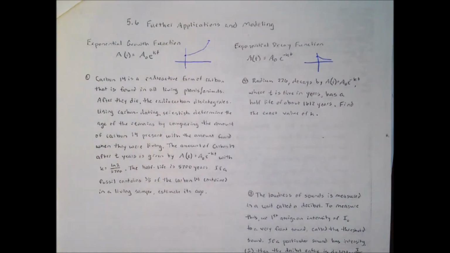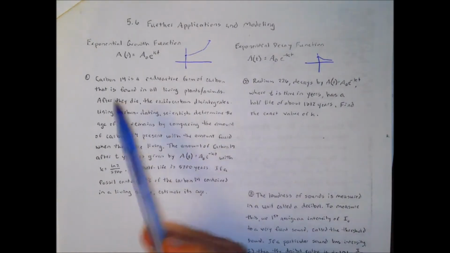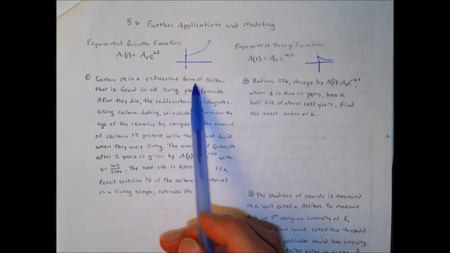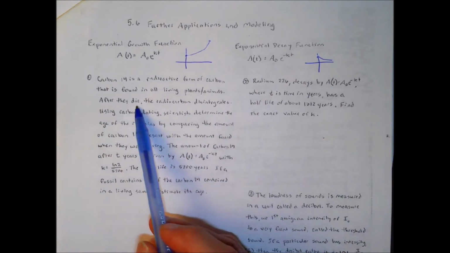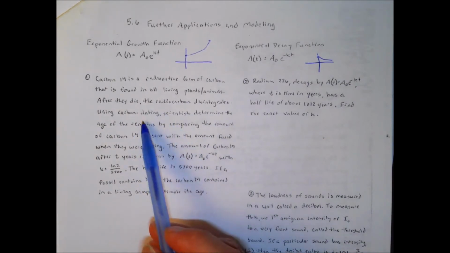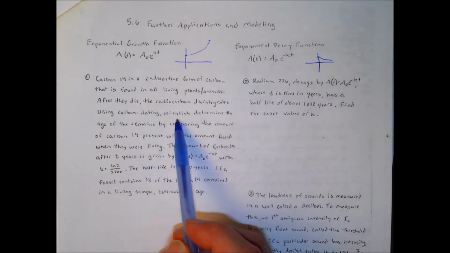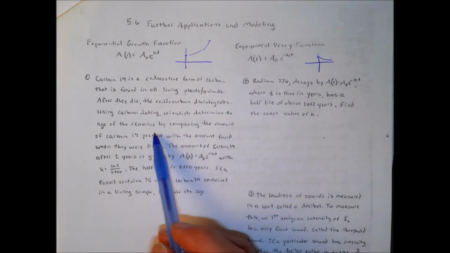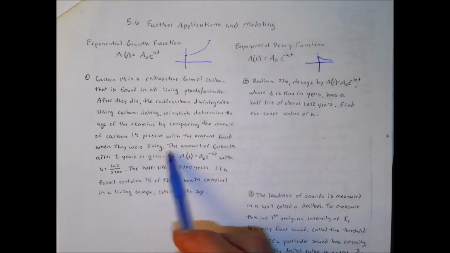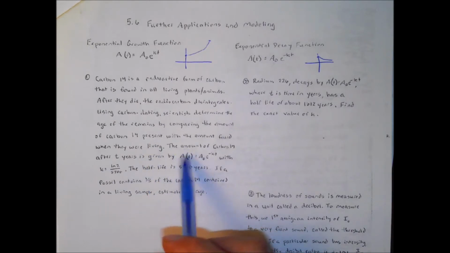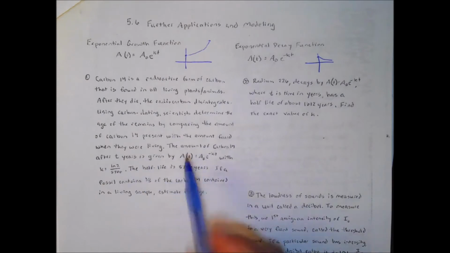So the first problem we have here is maybe one that you've seen before with earth science. Carbon-14 is a radioactive form of carbon that is found in all living plants and animals. After they die, the radiocarbon disintegrates. Using carbon dating, scientists determine the age of the remains by comparing the amount of carbon-14 present with the amount found when it was living. So the amount of carbon-14 after t years is given by this equation right here.